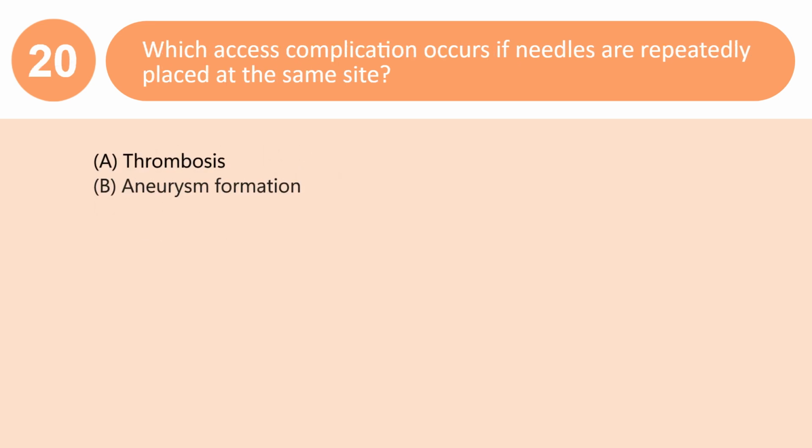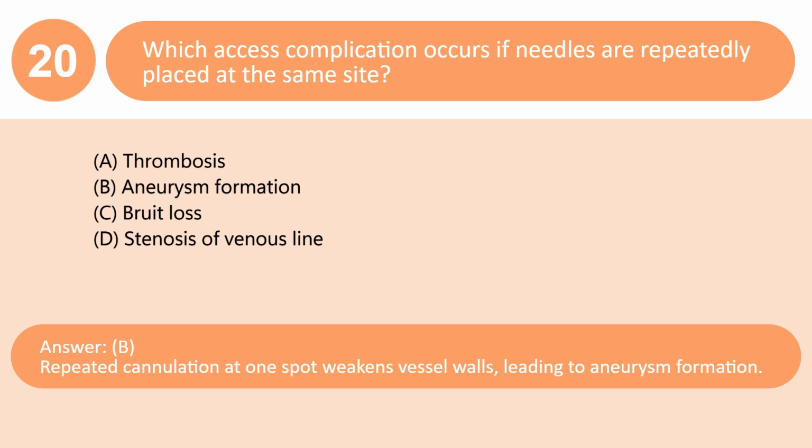Which access complication occurs if needles are repeatedly placed at the same site? A. Thrombosis. B. Aneurysm formation. C. Bruit loss. D. Stenosis of venous line. Answer B. Repeated cannulation at one spot weakens vessel walls, leading to aneurysm formation.